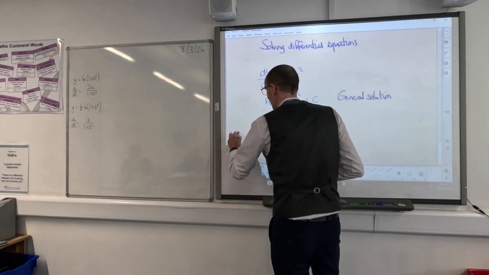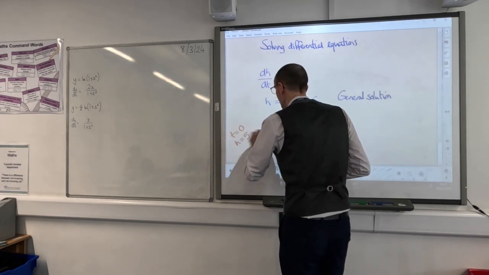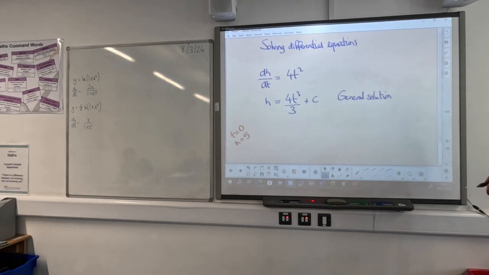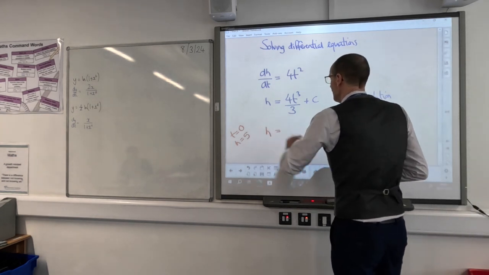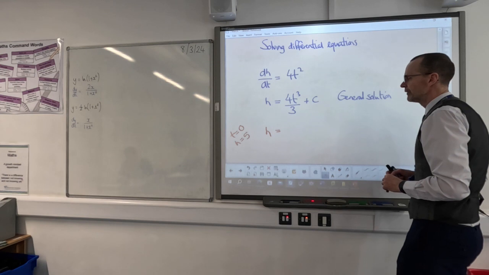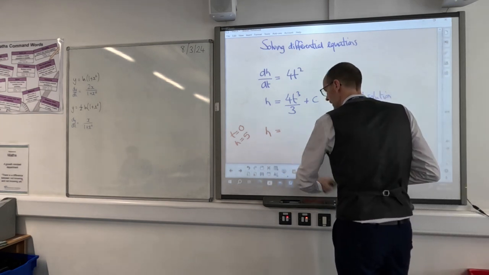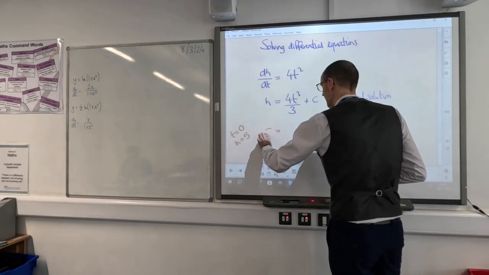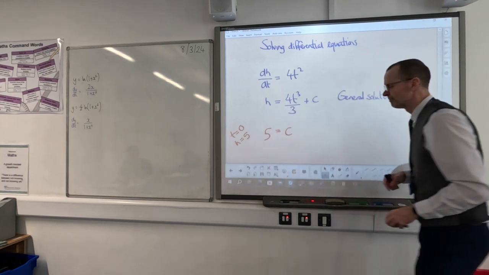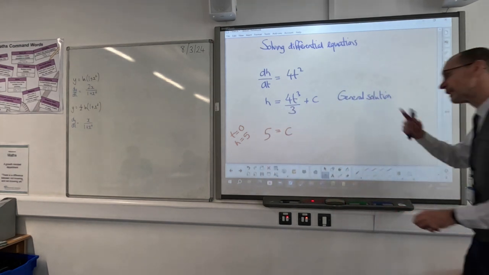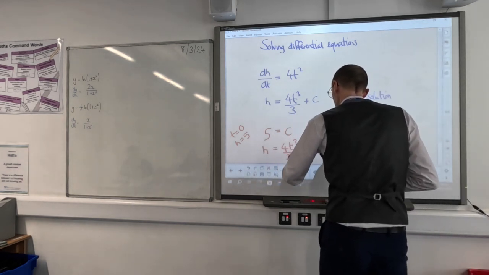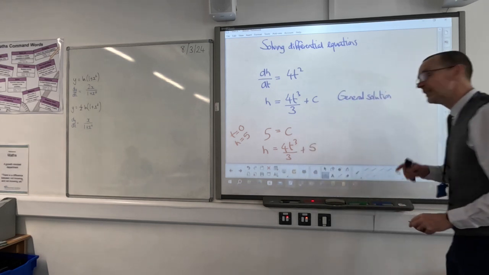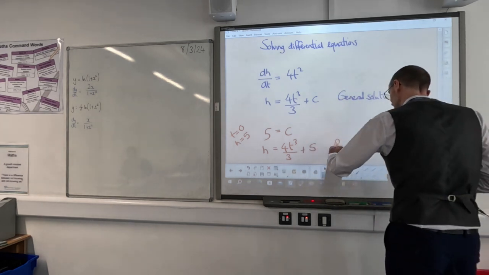So we might be told that when t is 0, h is something like 5. And we can substitute those values in. 4 times 0 cubed, 0 divided by 3, so h is 5. I'm replacing h with 5, t is 0, so we get that. So I can rewrite my general solution. And that is called a particular solution.